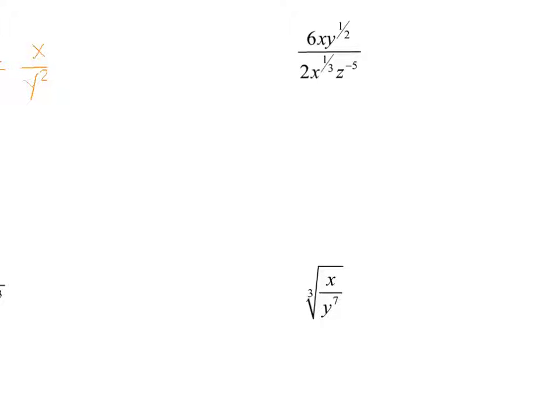So on this next one, this little bit odd one, all right, so we have 6 over 2. Those are just regular numbers. Those aren't exponents, so that's just a 3. And then I have my x, and then x to the 1/3. I'm going to subtract those, so it's x to the 2/3. And then I have y to the 1/2. And then I'm going to move that z up and z to the 5th. And there's really nothing else I can do, so I guess that's going to be my answer on that one.